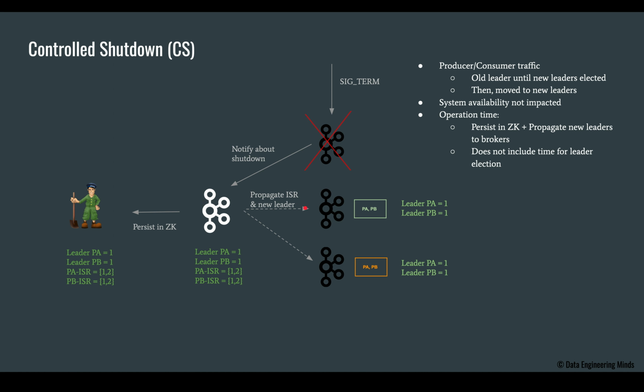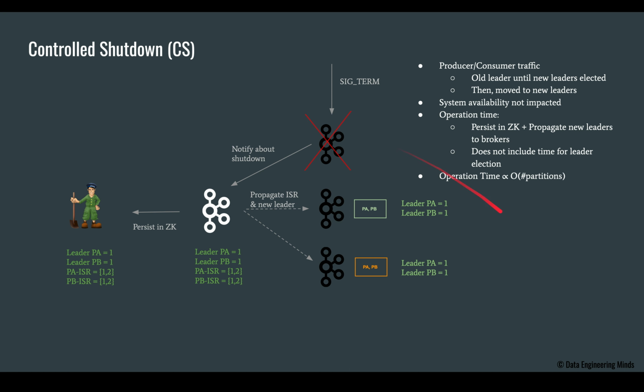One thing that we need to note about the controlled shutdown is that it does not include the time for the leader election. So until the new leaders are elected, any producer and consumer traffic can still happen on the old leaders, that is on the old broker, since it is not yet shut down.